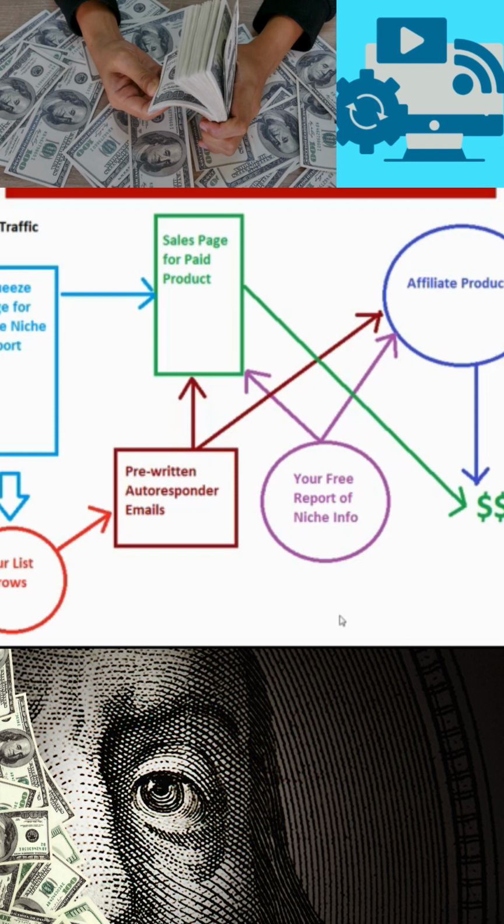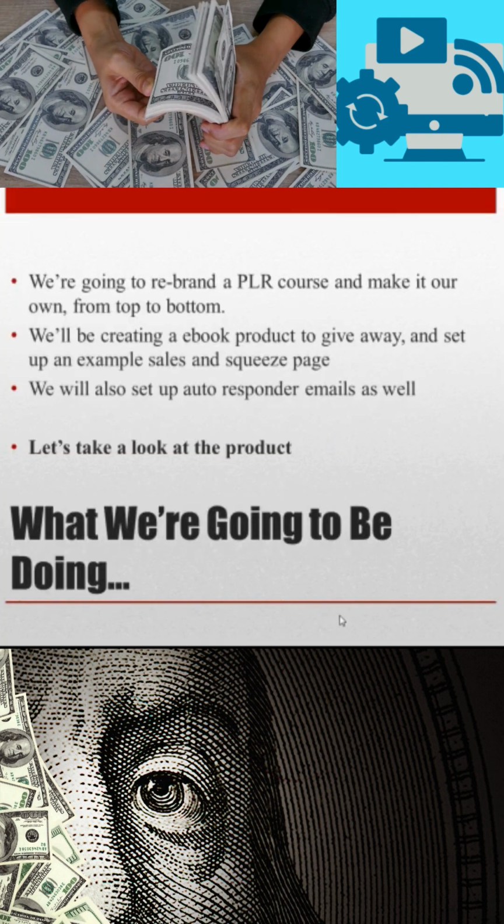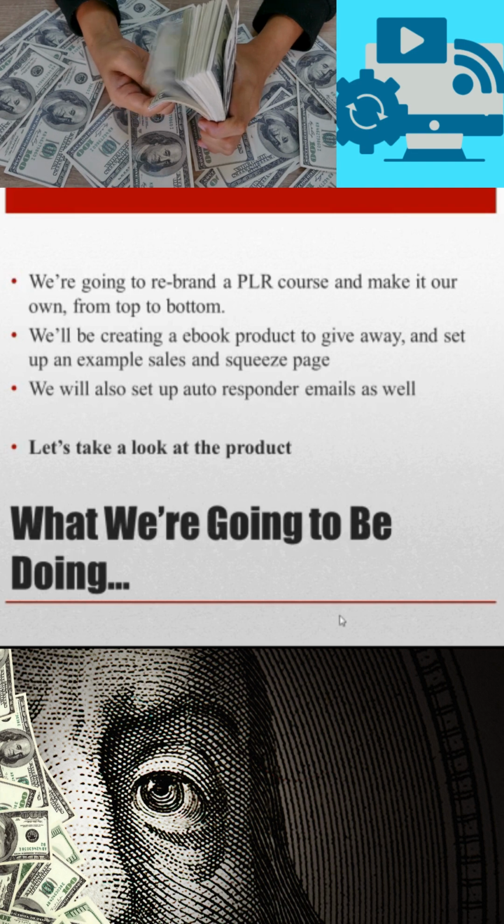All you have to do is just drive a bit of traffic every day, and more people will choose to purchase. So here's what we're going to be doing in this course. We're going to be rebranding a PLR course from the bottom up and making it into our own. In other words, we're going to buy a course with private label rights from somewhere else. We're going to change it up, put our own stamp on it, and give it a new title, perhaps add some new valuable information, and then make it our own unique product to sell to customers.